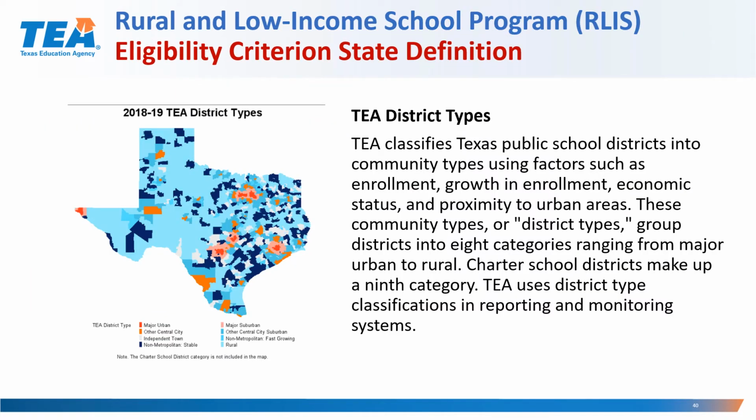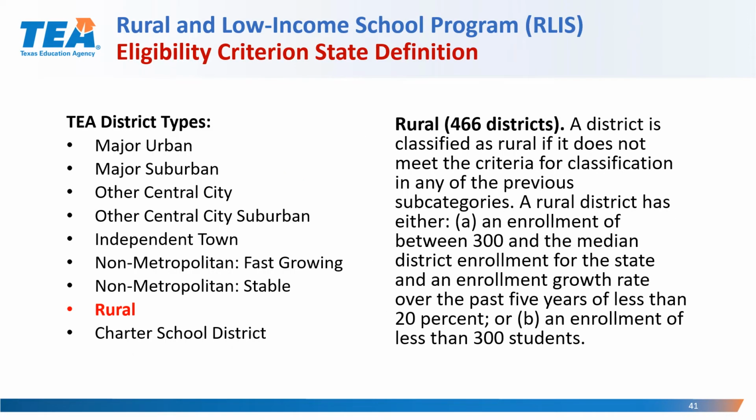Now let's take a look at the second option to define a district as rural, which is by a state definition. TEA classifies Texas public school districts into community types using factors such as enrollment, growth in enrollment, economic status, and proximity to urban areas. These community types, or district types, group districts into 8 categories ranging from major urban to rural. Charter school districts make up a 9th category. TEA uses district type classification in reporting and monitoring systems.